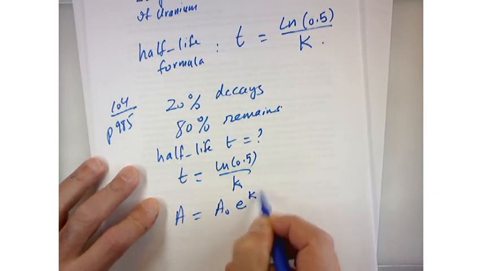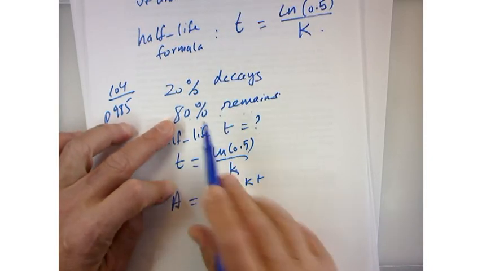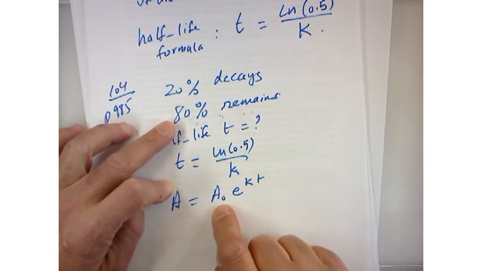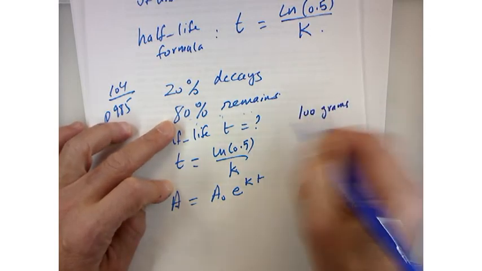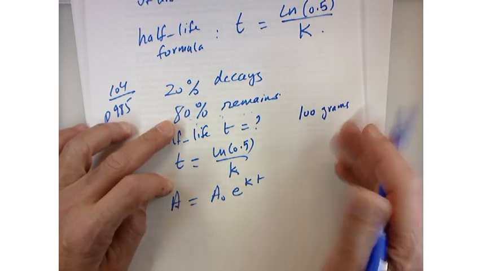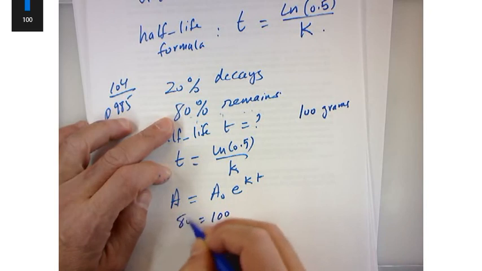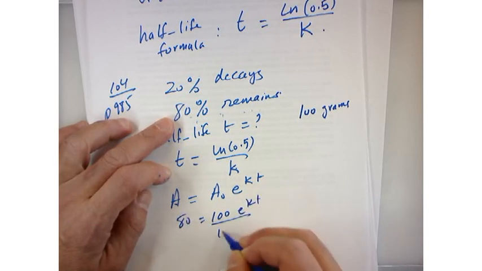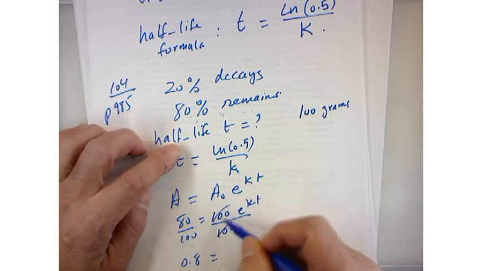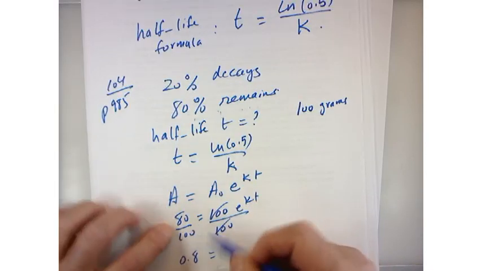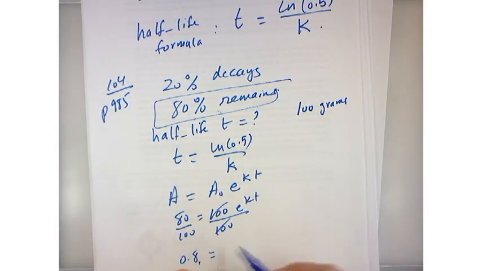A equals A0 e to the KT. So if 80% remains, the amount remaining is 80% of the initial amount. If the initial amount is 100 grams, I'm making it 100 to make it easy, 80% of that is 80 grams remaining. If you divide, you're going to get 0.8. No matter which number you put here, if you do 80% and divide it, you're always going to get 0.8. So if they tell you 80% remain, you're always going to have 0.8 here.